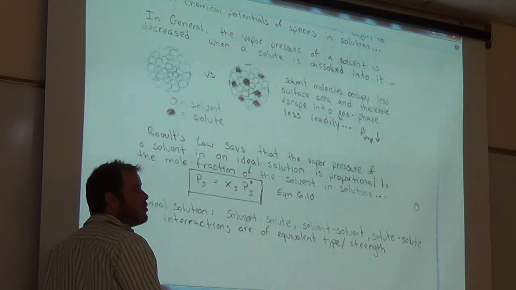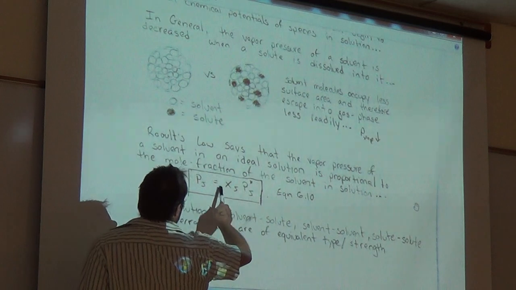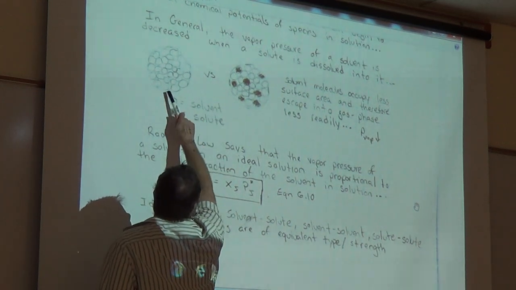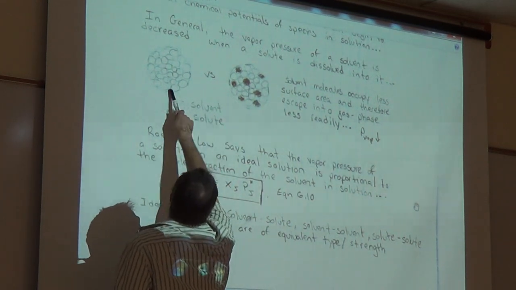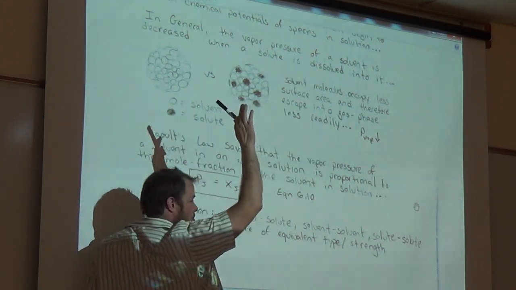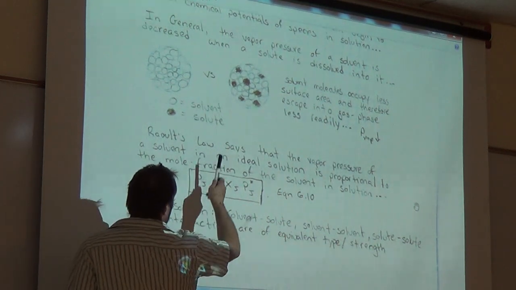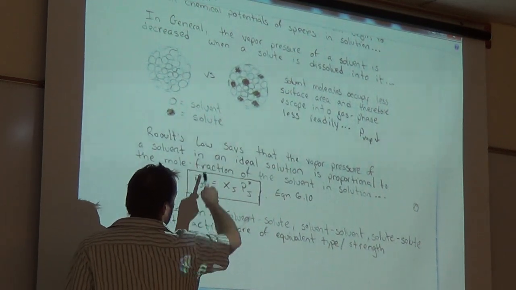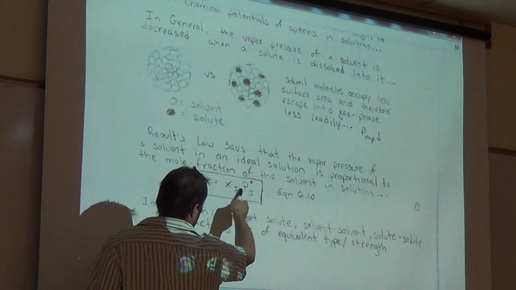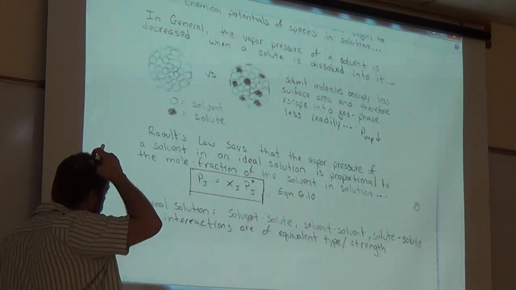Fluid times the mole fraction. And that's something that you can kind of intuit by looking at these images. The surface area available to the solvent decreases almost proportionally to the mole fraction, and so your pressure in the solution would be the pressure in the pure fluid times the mole fraction. That's essentially Raoult's law.